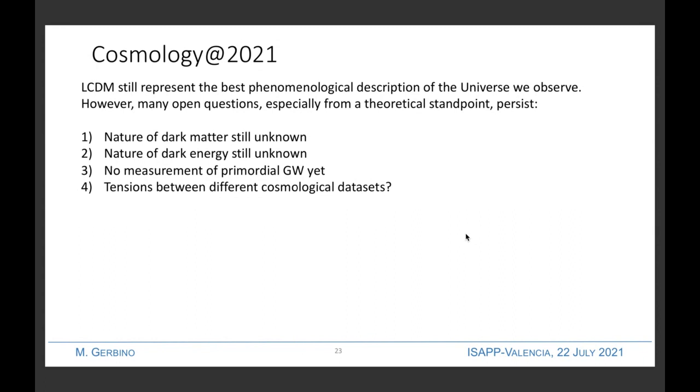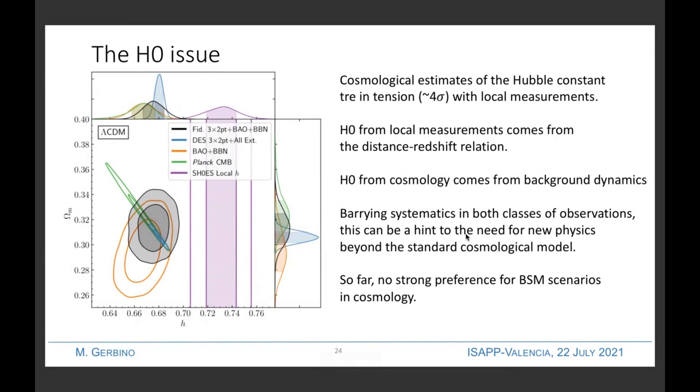In this very good picture of the standard cosmological model, with an extremely high level of agreement between different probes, we have some hints that something is not working very well, because we observe some important tensions between different data sets. And one of these tensions is the famous or infamous H-naught tension, basically the disagreement between cosmological estimates of the Hubble constant and astrophysical observations of the Hubble constant.